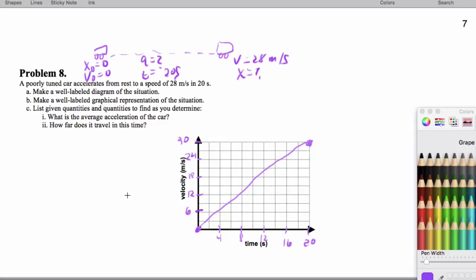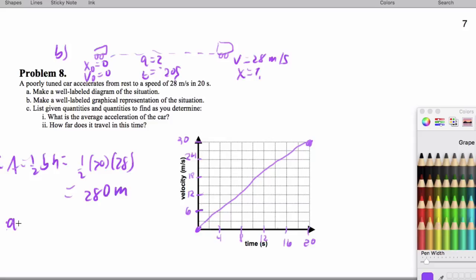Now, how far does this car travel? Let's actually use the graph. So the area is 1/2 base times height, which is 1/2 times 20 times a height of 28. That ends up being 280 meters. That's for part 2.